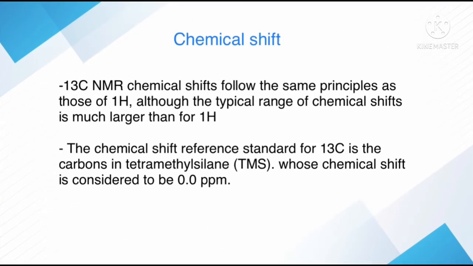Next is chemical shift in carbon-13 NMR. Carbon-13 NMR chemical shifts follow the same principles as those of hydrogen-1, although the typical range of chemical shift is much larger than for hydrogen-1. The chemical shift reference standard for carbon-13 is the carbon in tetramethylsilane, TMS, whose chemical shift is considered to be 0.0 ppm.